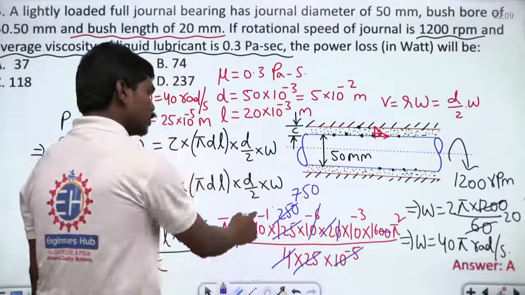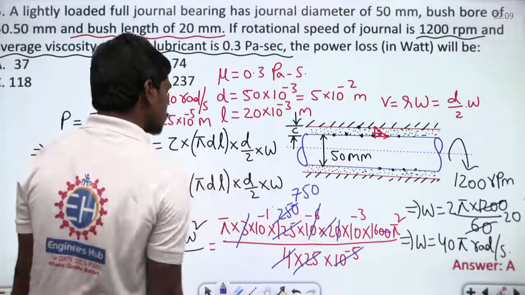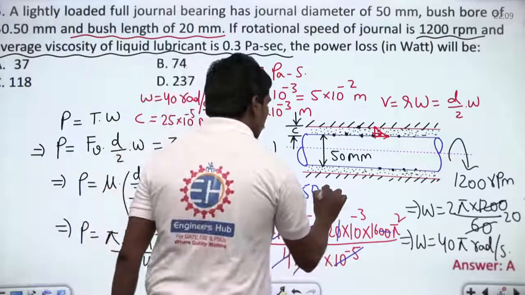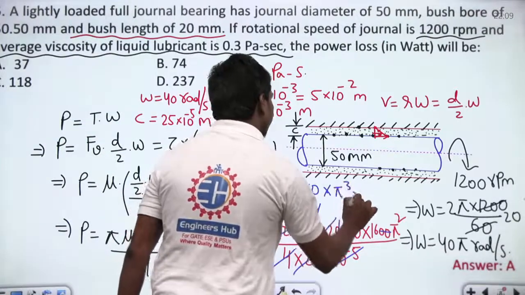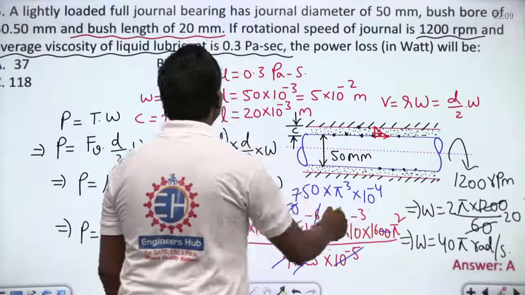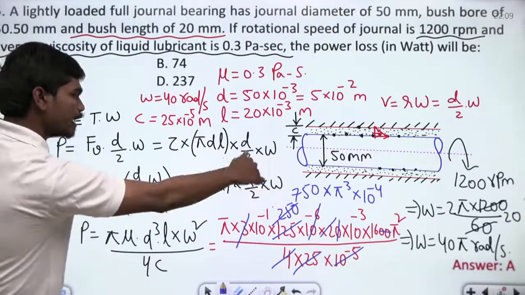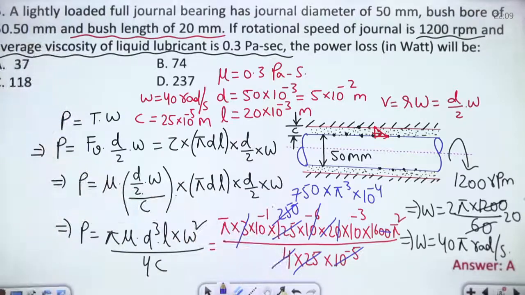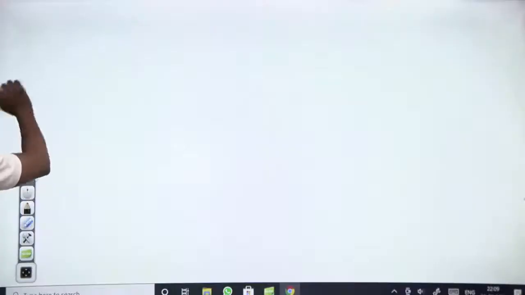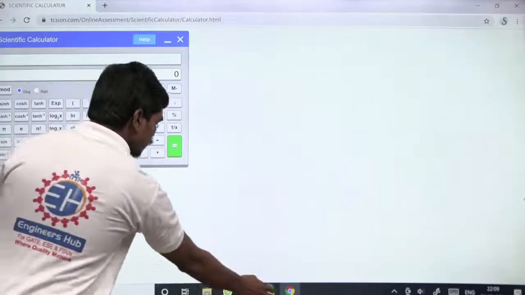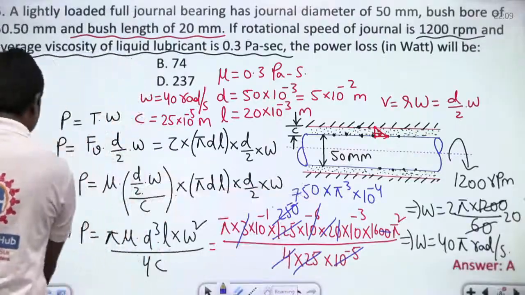So 750 into pi square into pi, so 750 into pi cube into 10 to the power minus 4. Let us calculate this value, and the value is in watts. Let us take the help of a virtual calculator, which you will have in GATE as well. So what is the value that is with us? 750 pi cube into 10 to the power minus 4.